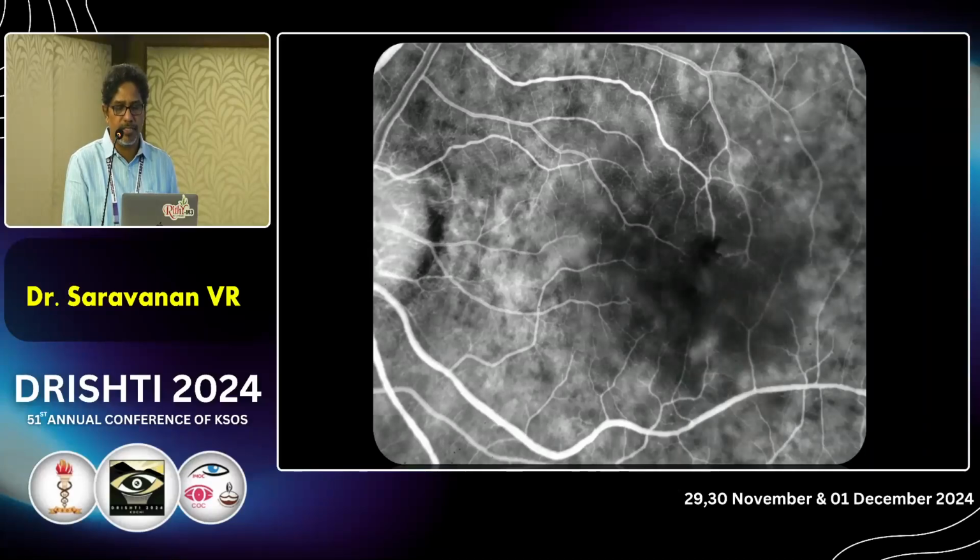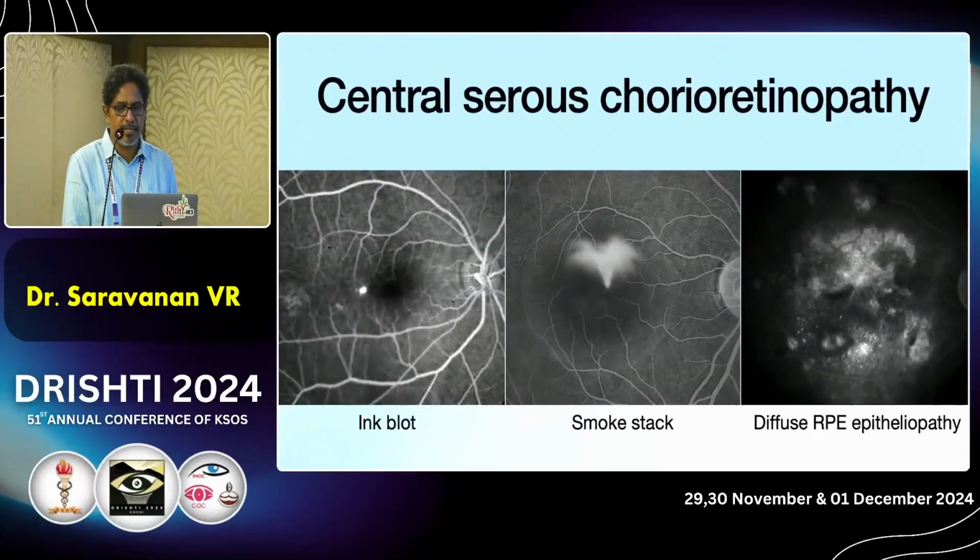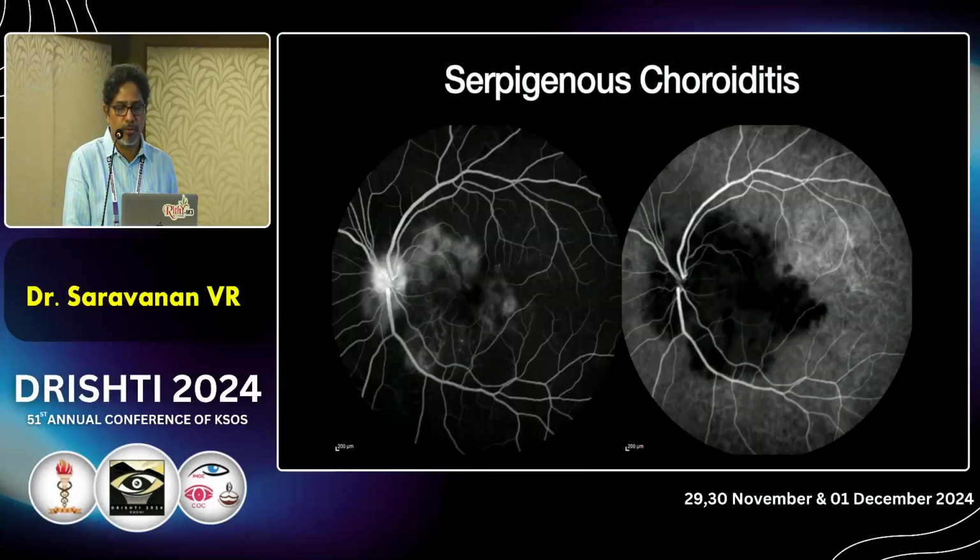Again, FFA and ICG are the gold standard to pick up RAP lesion, and it is easily missed on a routine OCTA. And again, in central serous retinopathy, when planning treatment, you need to know the leakage, which is totally absent in OCTA. So we have to fall back on FFA for all these patterns. You have the inkblot, smokestack, and the diffuse RPE epitheliopathy in chronic CSR. All these will be missed unless you are doing a routine FFA ICG.